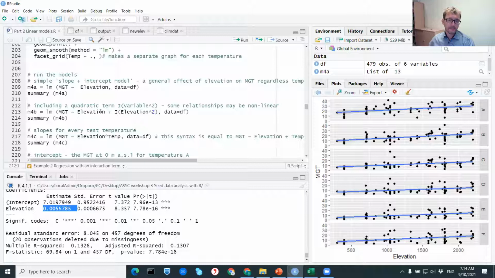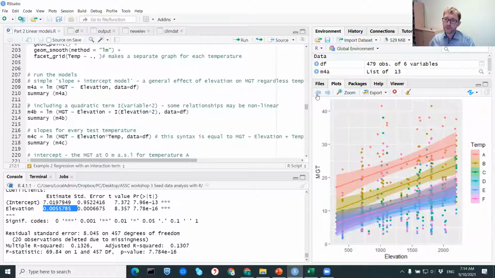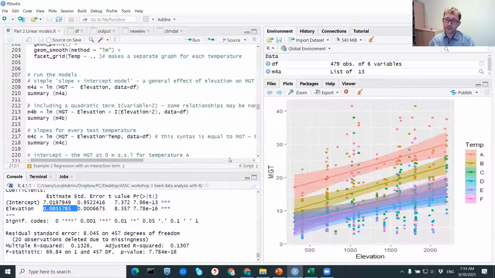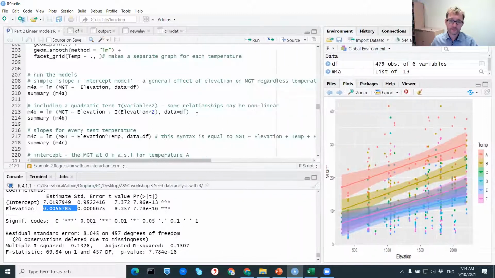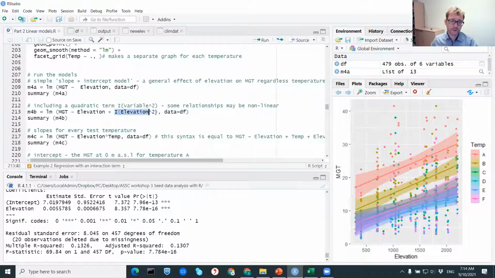Right. But when we talk about the psychological gradients, the relationships might be non-linear. And there is an option to account for this non-linearity using the LM framework. I might assume that the relationship between mean germination time and elevation might be non-linear. So it doesn't really go consistently up, but there might be a kind of fast increase starting from a certain elevation. And this is how I account for it.